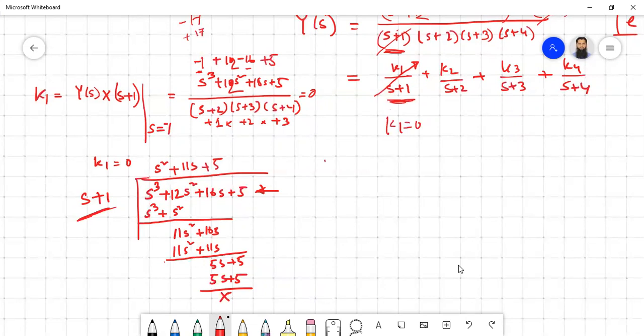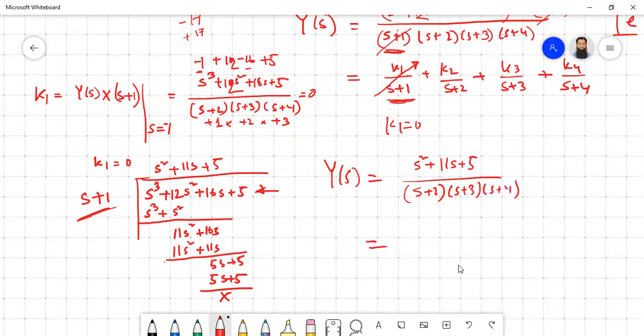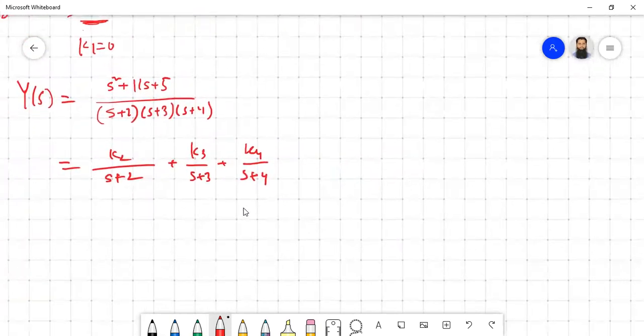So we can actually rewrite our Y(s) as something like this: S squared plus 11S plus 5 divided by S plus 2, S plus 3, and S plus 4. So there's a simplification. Now I'll rewrite the partial fraction again. You can keep the same, or you can change the order again. It's up to you: plus K3 over S plus 3, plus K4 over S plus 4. So let us try to figure out the values of K2, K3 and K4.